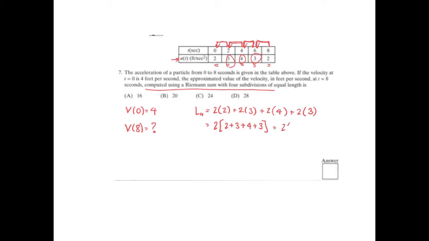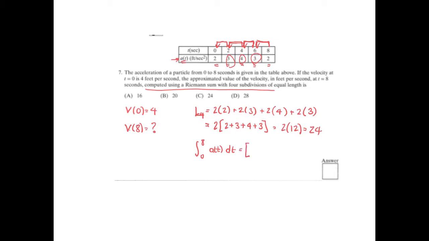That's 2 times 12. That equals 24. Now, I have to think. What does this represent? The Riemann sum is representing the area under the curve from 0 to 8 of a of t dt. It is the area under the acceleration curve from 0 to 8. It's approximating the area under that, right? We're approximating it with the left Riemann sum in this case. And so what does that actually evaluate to?